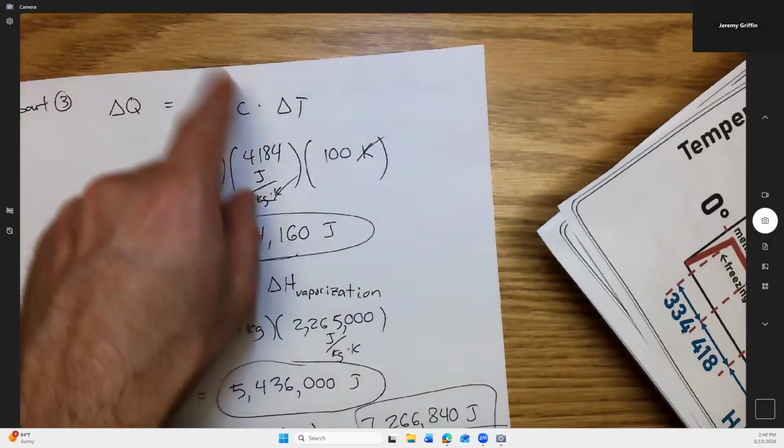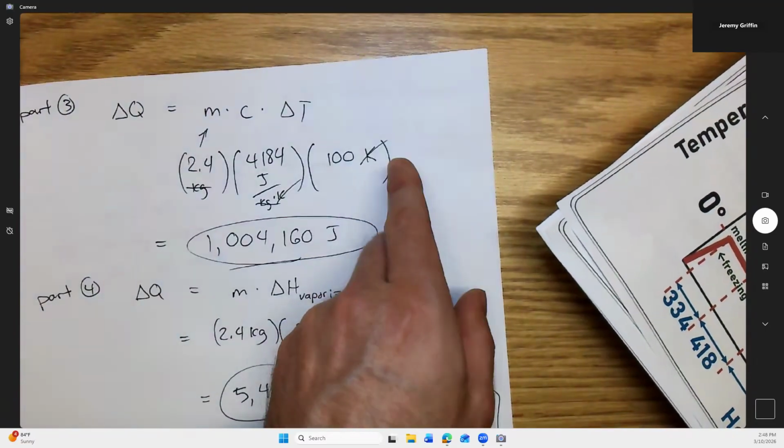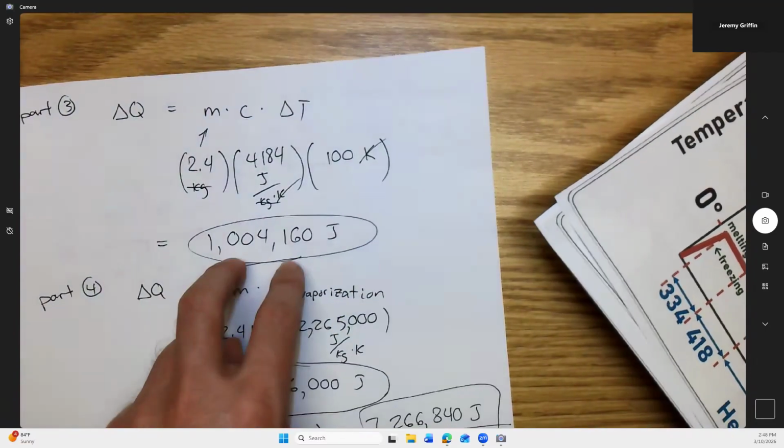Same as before, let's use the heat capacity of water. We're changing water from 0 degrees to 100 degrees Celsius. That's a change of 100 degrees, 100 Kelvin. Here's how much energy it takes.